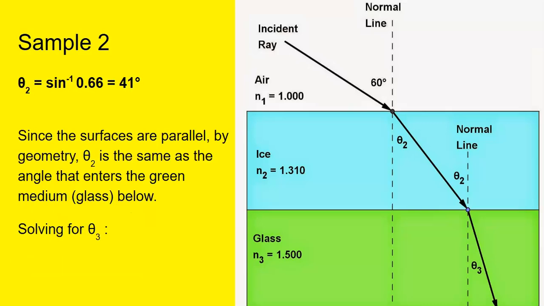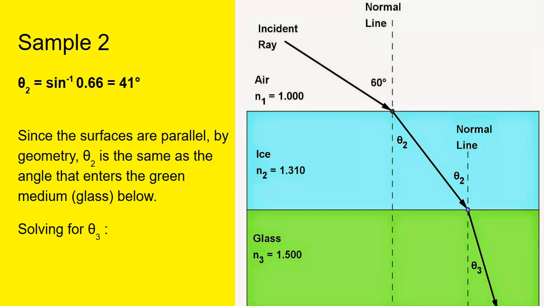Okay, that's theta 2. We got a little bit of fortuitous geometry here. These surfaces are parallel, so these are parallel normal lines cut by a transversal. That means theta 2 there equals theta 2 here. So you're now going from ice into glass. Here's your new first initial angle, so you could call that theta 1 if you want. This will be your new theta 1, I guess. I know it seems really confusing. Theta 1 and N1 only refer to the initial medium.